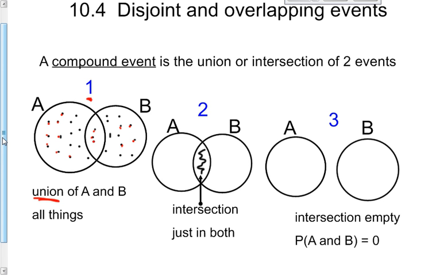In picture number 2, you see the intersection, and the intersection would be any items that are in both A and B at the same time. And in picture number 3, you show two circles, and the intersection is empty. Anytime you have something that is empty, that is called disjoint, when they have absolutely nothing in common. So this picture would represent disjoint, and the probability that A and B can happen is 0 because they have nothing in common.